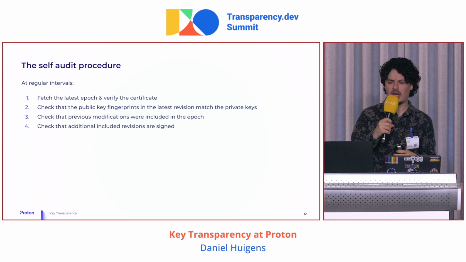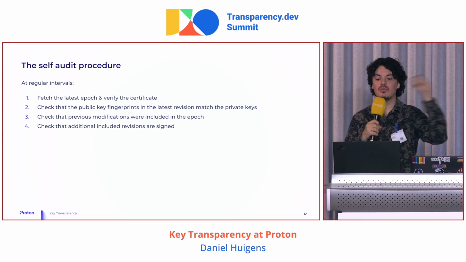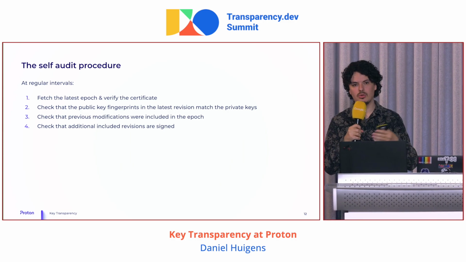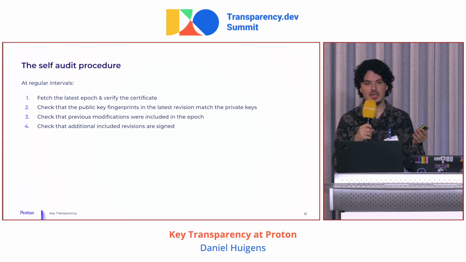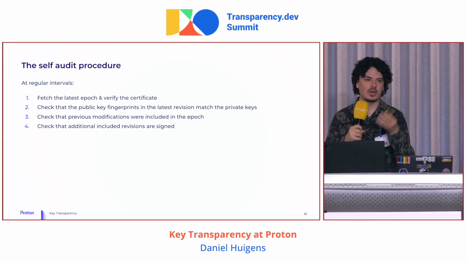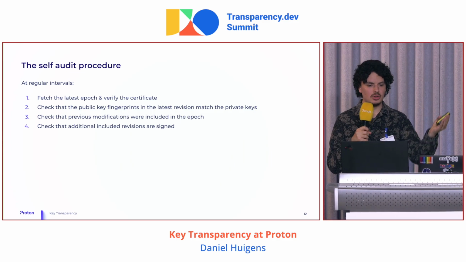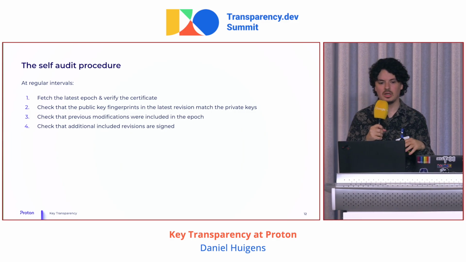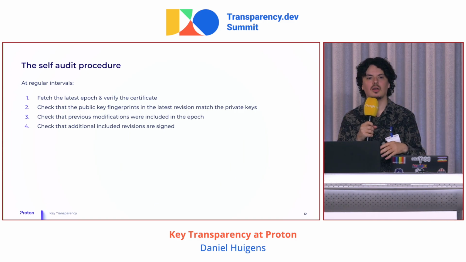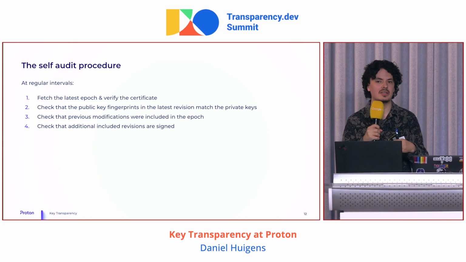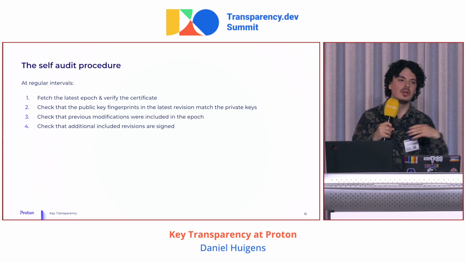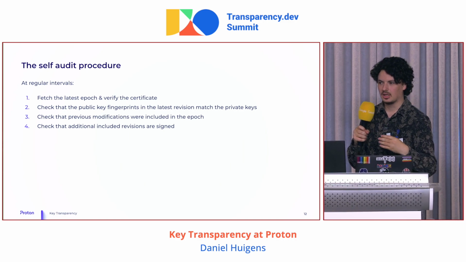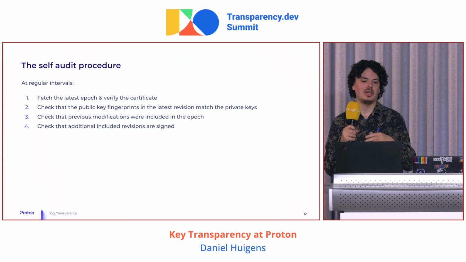Then you also have to check that any previous modifications that you made to your keys are included. So whenever you create a new key or you mark a key as obsolete or whatever, we create a local artifact that we call a signed key list that you basically store locally that says, well, I've updated my keys, so I'm going to check later that they were actually included in the key transparency log.